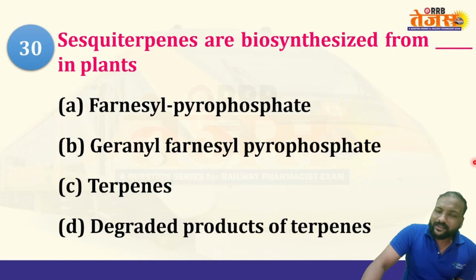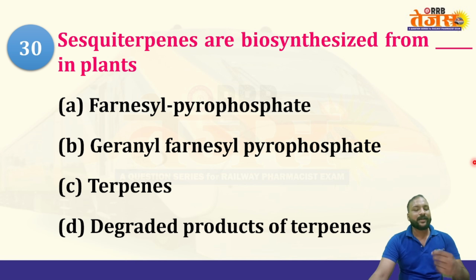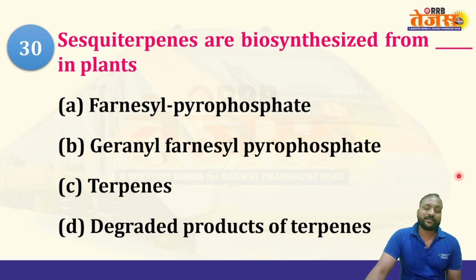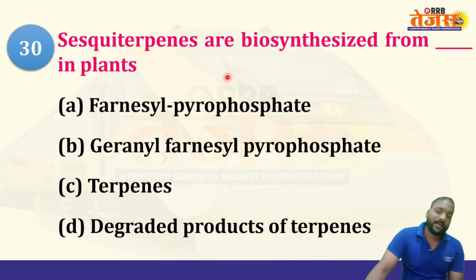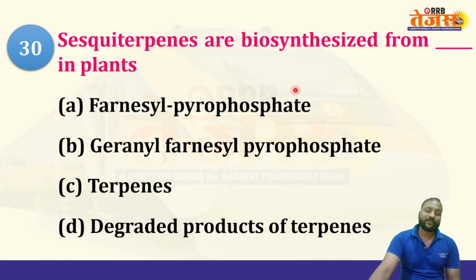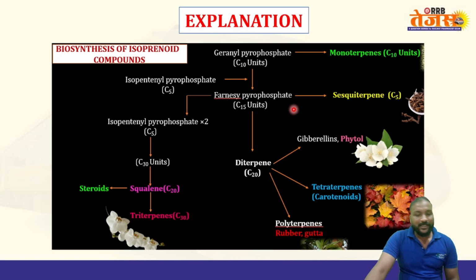We're almost at the end. The last question of today's series: sesquiterpenes are biosynthesized in plants from which compound? Farnesyl pyrophosphate, geranyl farnesyl pyrophosphate, terpenes, or degraded products of terpenes. Sesquiterpenes. So it is a mevalonate pathway. So the right option is farnesyl pyrophosphate.